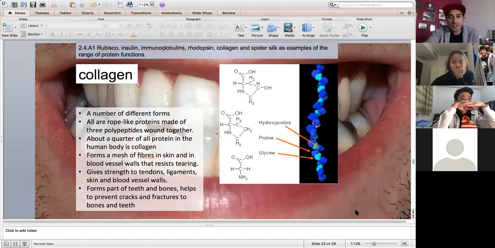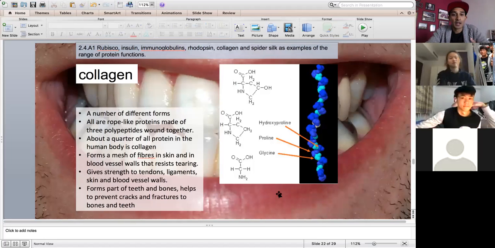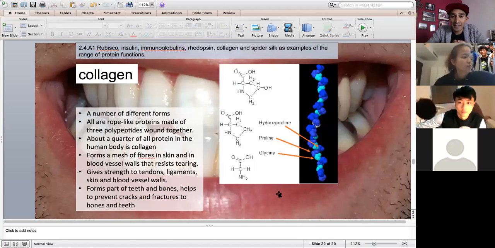Okay, collagen, I think we're familiar with. That's a really gross picture when you look at it like this. They are very long fibrous proteins, kind of like a rope. We see it in skin. We see it in our endothelial cells like blood vessels and ligaments and things like that. Also teeth, bones. They're there because they can withstand a lot of impact.